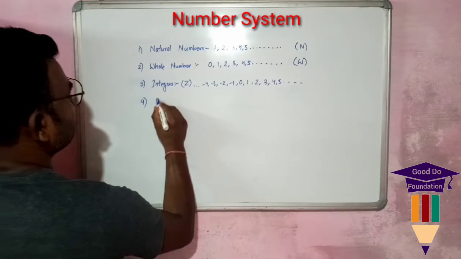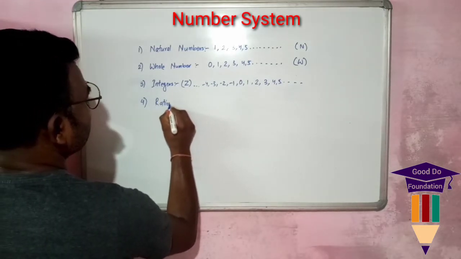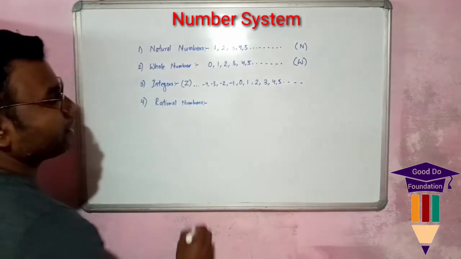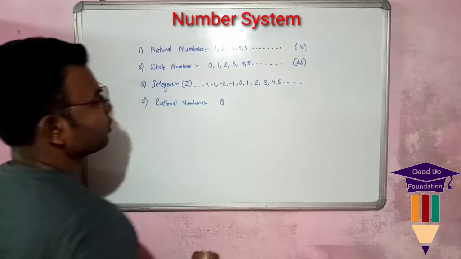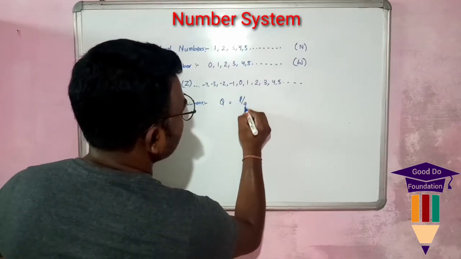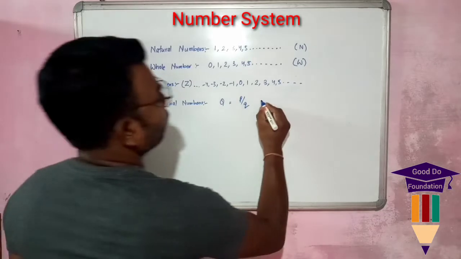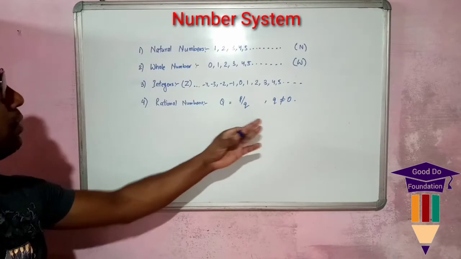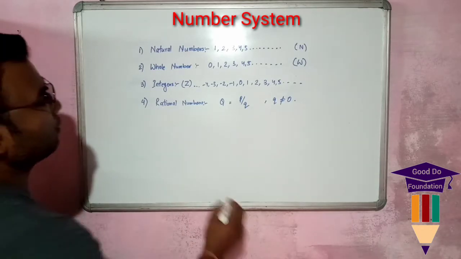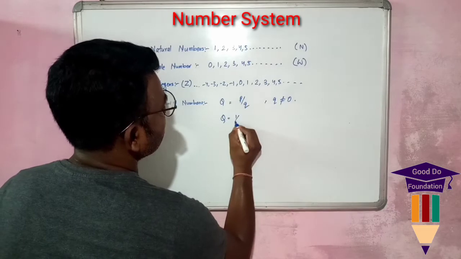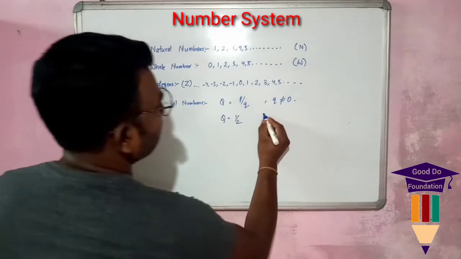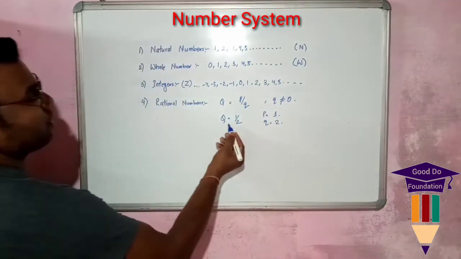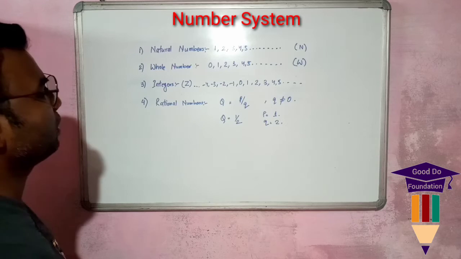Then we have rational numbers. It is denoted by capital Q. The numbers in the form of P by Q, where Q is not equal to 0. This form of numbers are known as rational numbers. For example, 1 by 2. Here P is equal to 1, Q is equal to 2. This is known as a rational number.